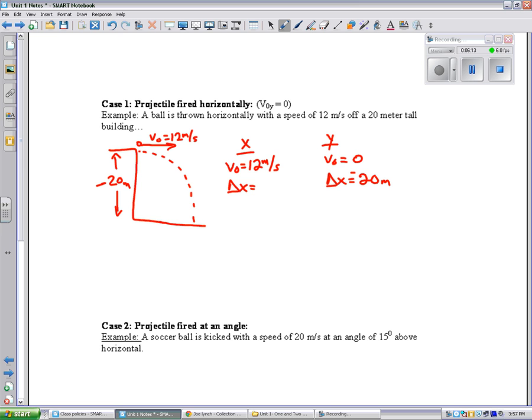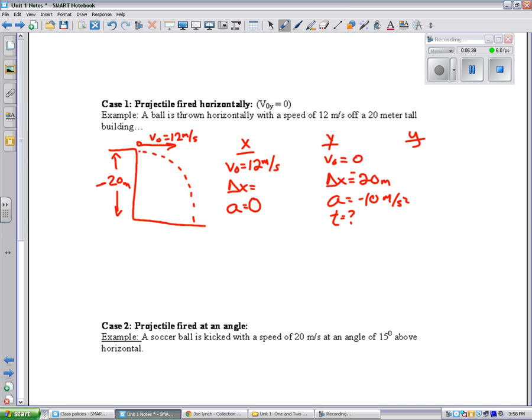Now, the accelerations we always know. Gravity is what pulls it down, so the acceleration over here is going to be negative 10. There is nothing pulling it horizontally, so the acceleration here is going to be 0. Now, whenever we have three things, we can solve using one of the equations. So I have three things on the y side. And usually what we're going to do is solve for time first.